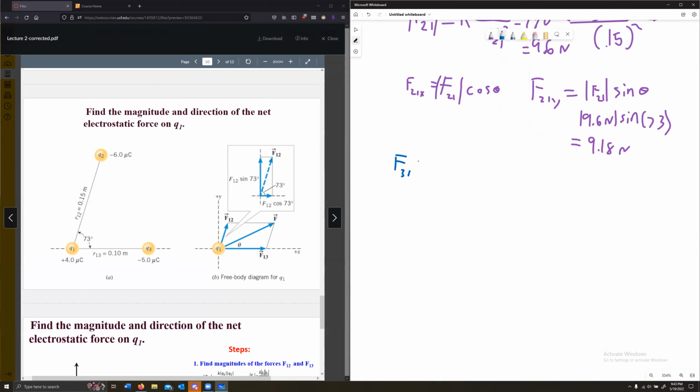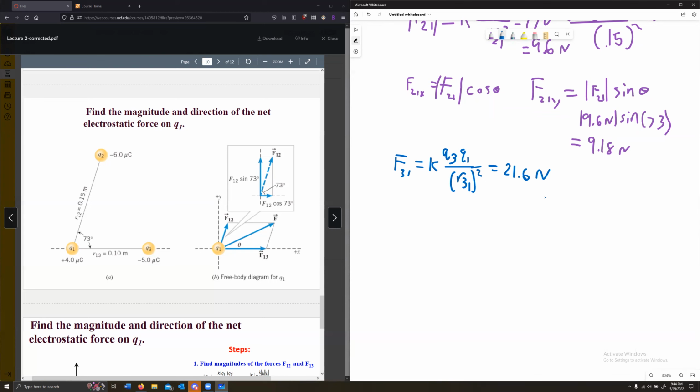Then we're going to do F of 3 onto 1. It's going to be the same process. This is going to be Q3 and Q1, and then R, the distance of 3 to 1, squared. If you solve all that out, you get 21.6 newtons.